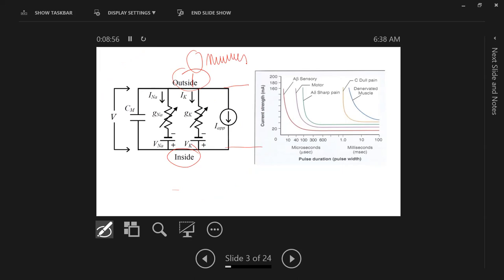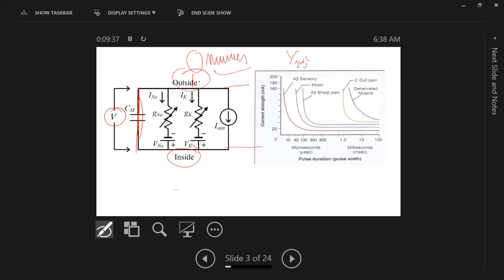How does the capacitor behave? It behaves as a short when you have high frequency, because remember it's 1/jωC. So if omega is large, it's like a zero. What that really means is that if you have a very high frequency, this thing behaves as a short. And so it's very difficult to get a voltage difference between the inside and the outside. And that's why the pulses are not very efficient.